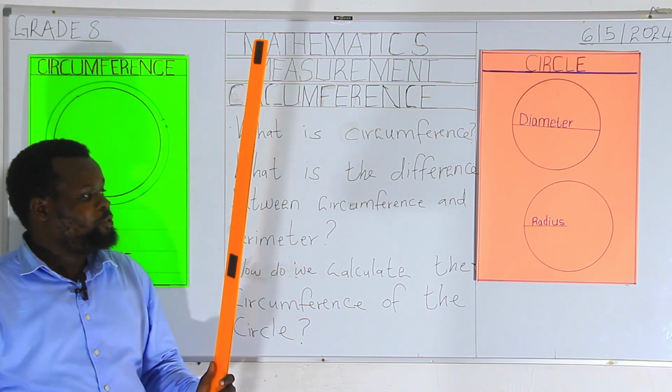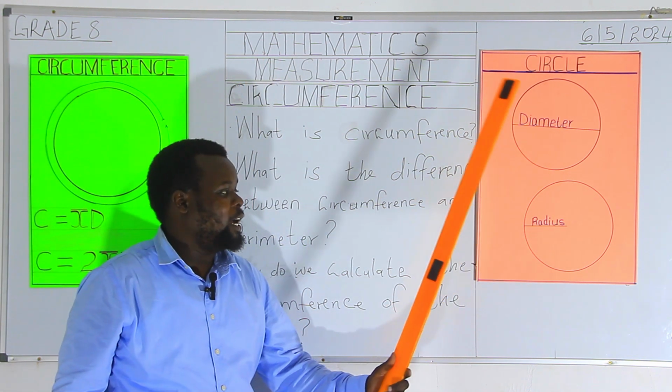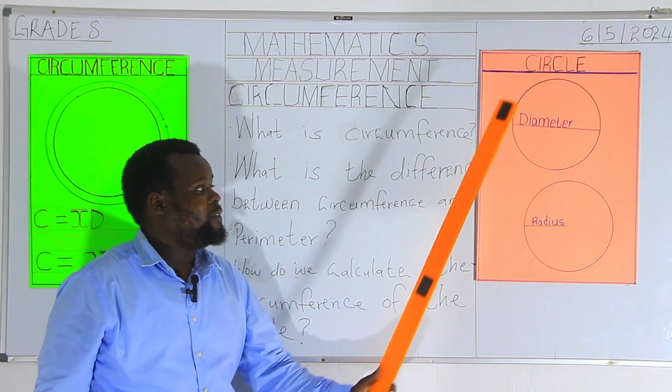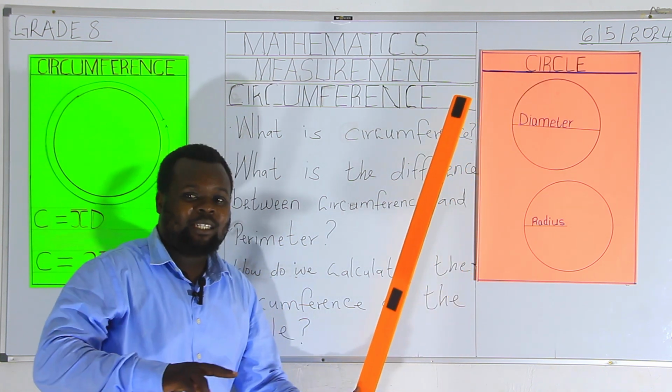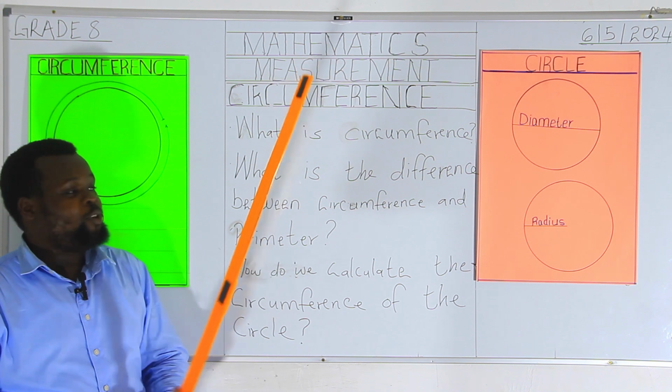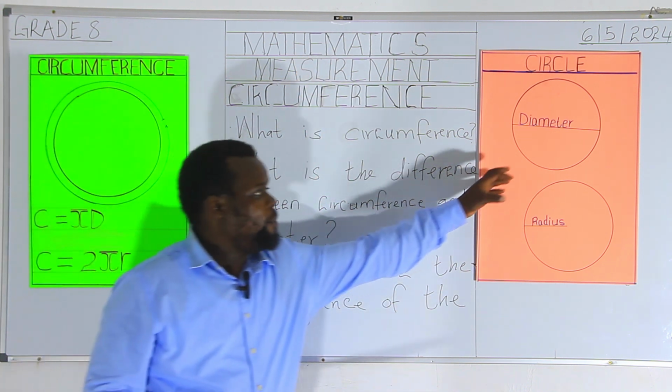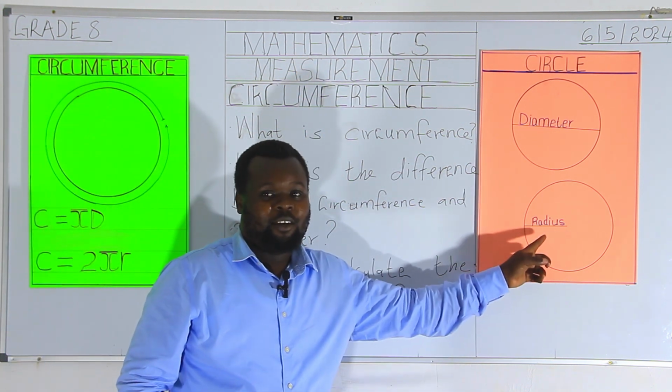What is the relationship between radius and diameter? Radius is a half the diameter, whereas diameter is twice the radius. So if you divide diameter by 2, you get radius.